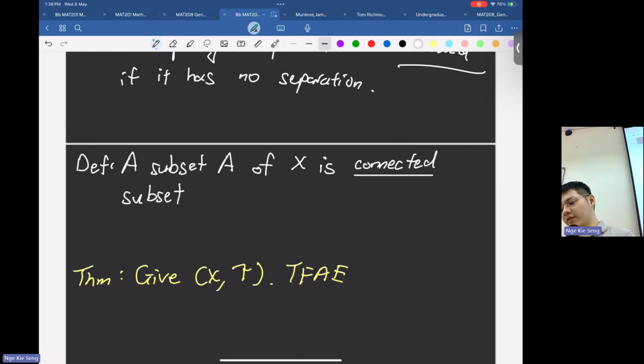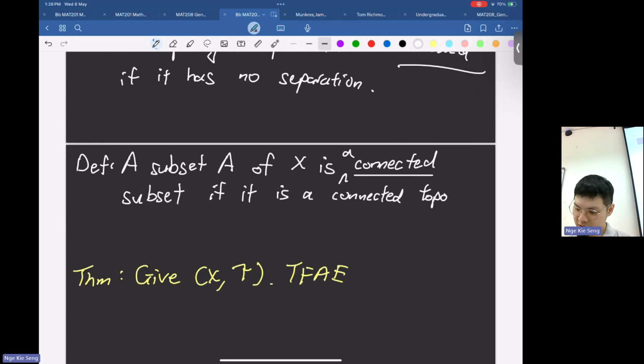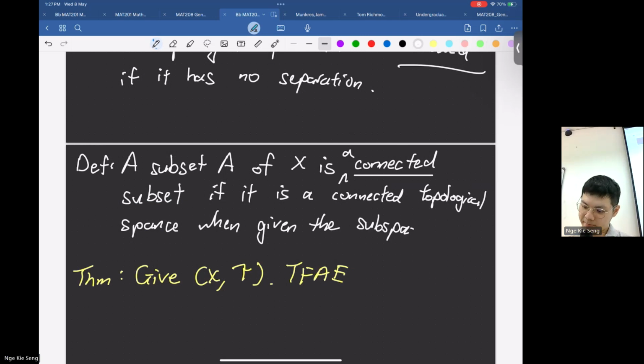So a subset A of X is a connected subspace, or a connected subset, if it is a connected topological space when given the subspace topology. This definition makes sense. Why? Because I already told you how to decide a topological space is connected. And then how do you decide the subspace is connected? You take the open sets of your space and intersect them with your subspace. This is what is meant by the subspace topology.